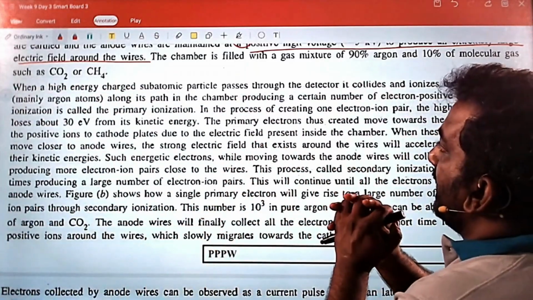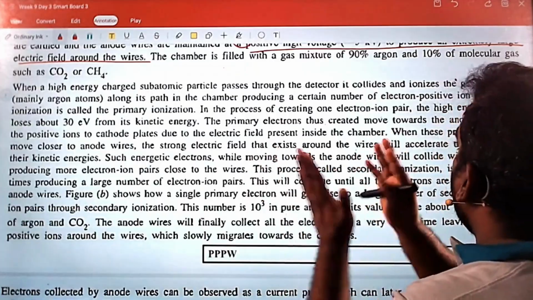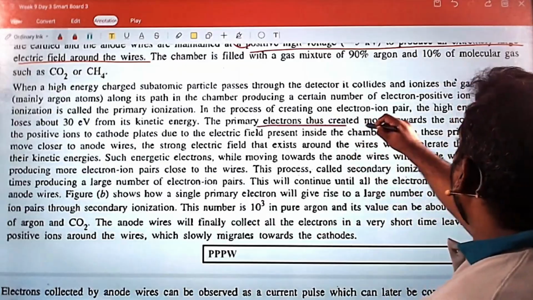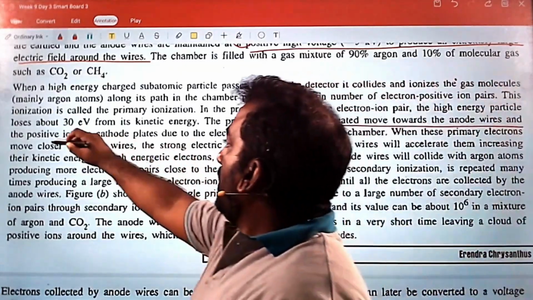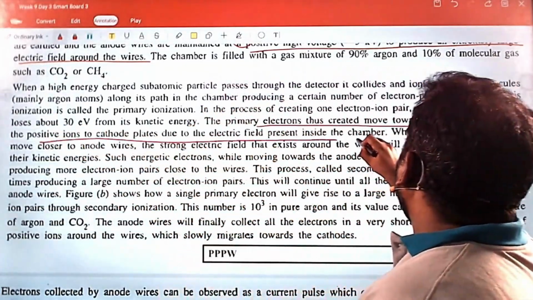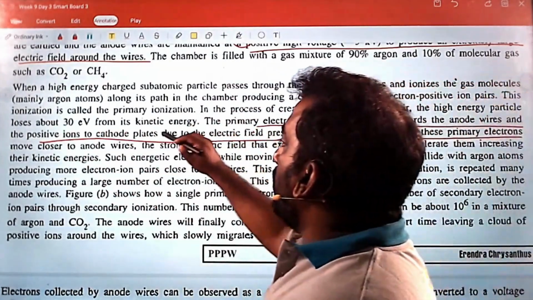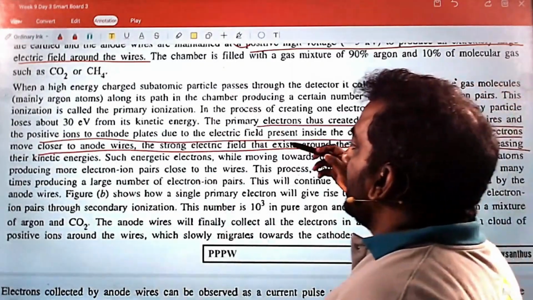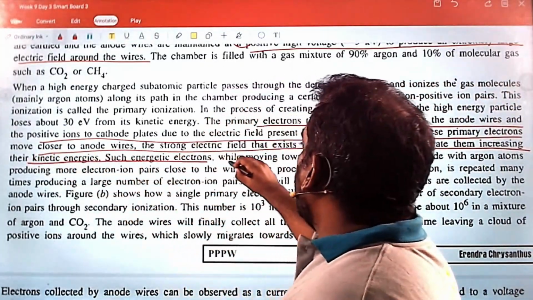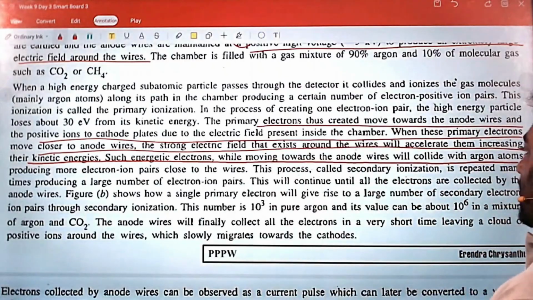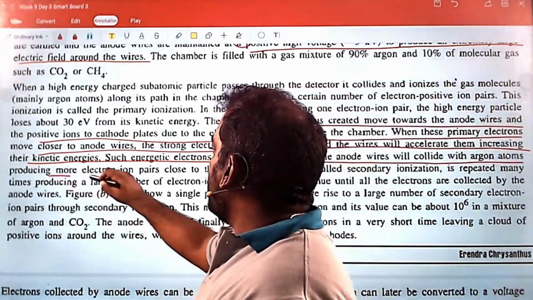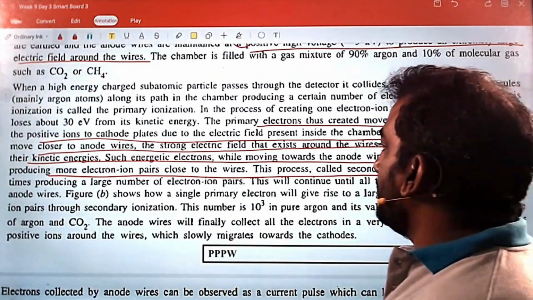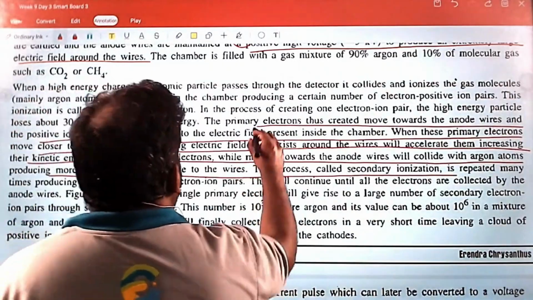So initially ionization takes place. In the collision process there is going to be a loss in energy. Electrons are moving towards the anode bias, the positive ions to the cathode. When the primary electrons are moving close to the anode bias, the electric field is very strong. Therefore they will accelerate, increasing their kinetic energy. Such energy collides with argon atoms, producing more electrons with higher energy. This process is called secondary ionization.